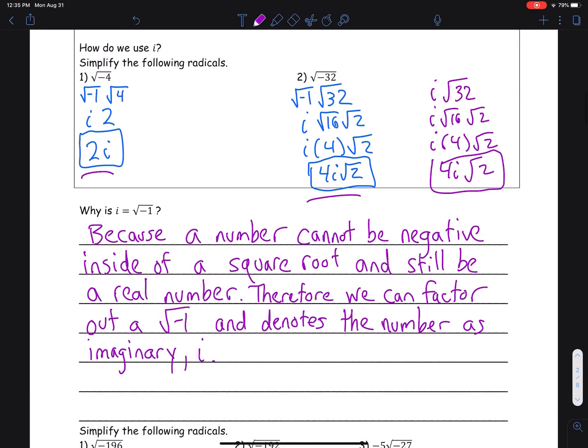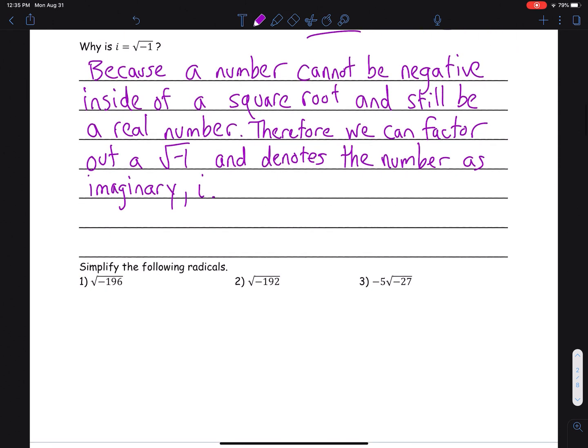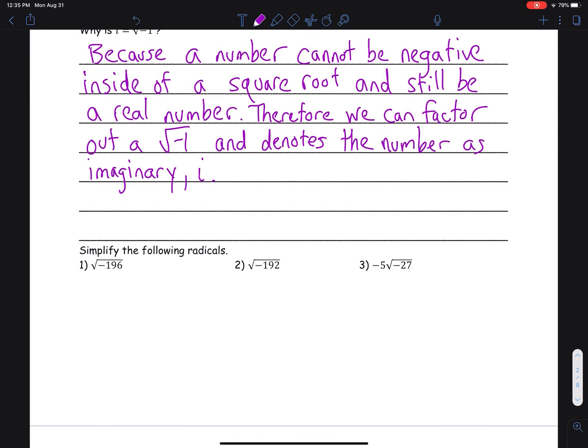So, let's simplify the next 3. We'll simplify these next 3 radicals. So I'm not going to take out radical negative 1, I'm just going to take out i instead. So we get used to just taking out the i. So I take out the i, and that leaves us with a positive inside the radical.